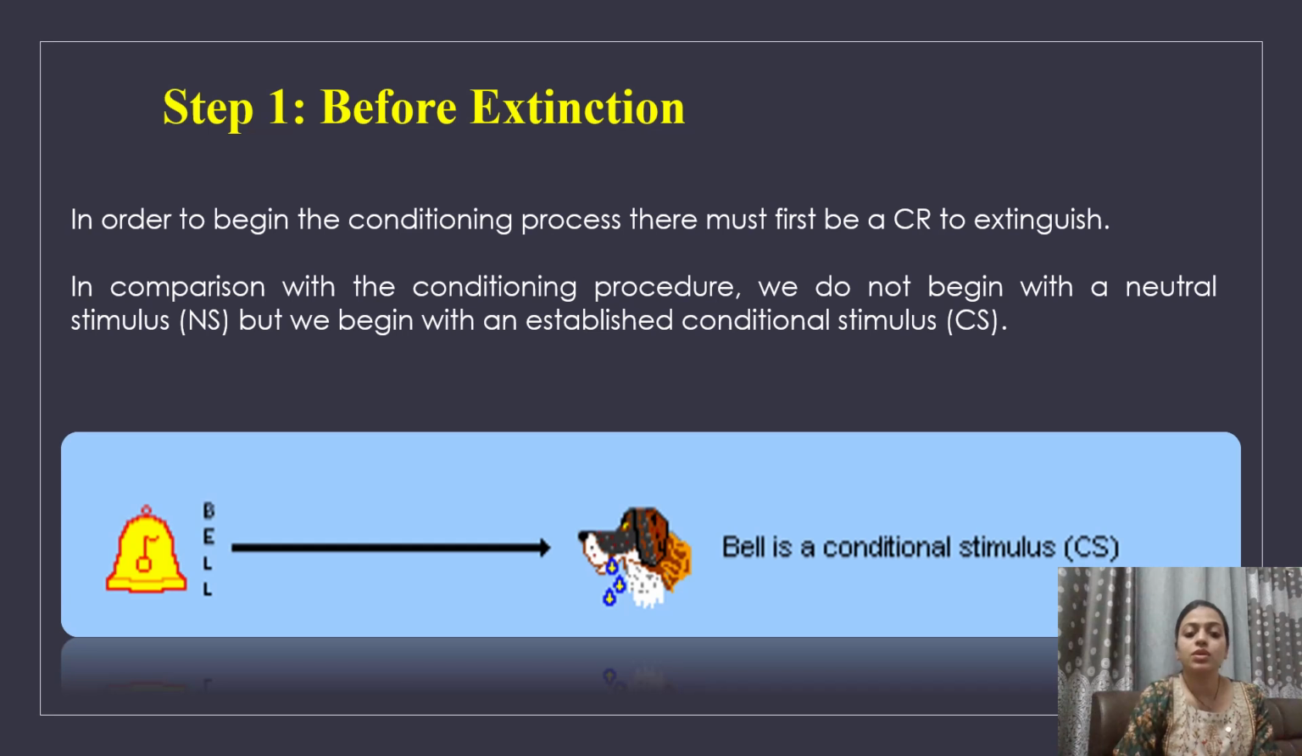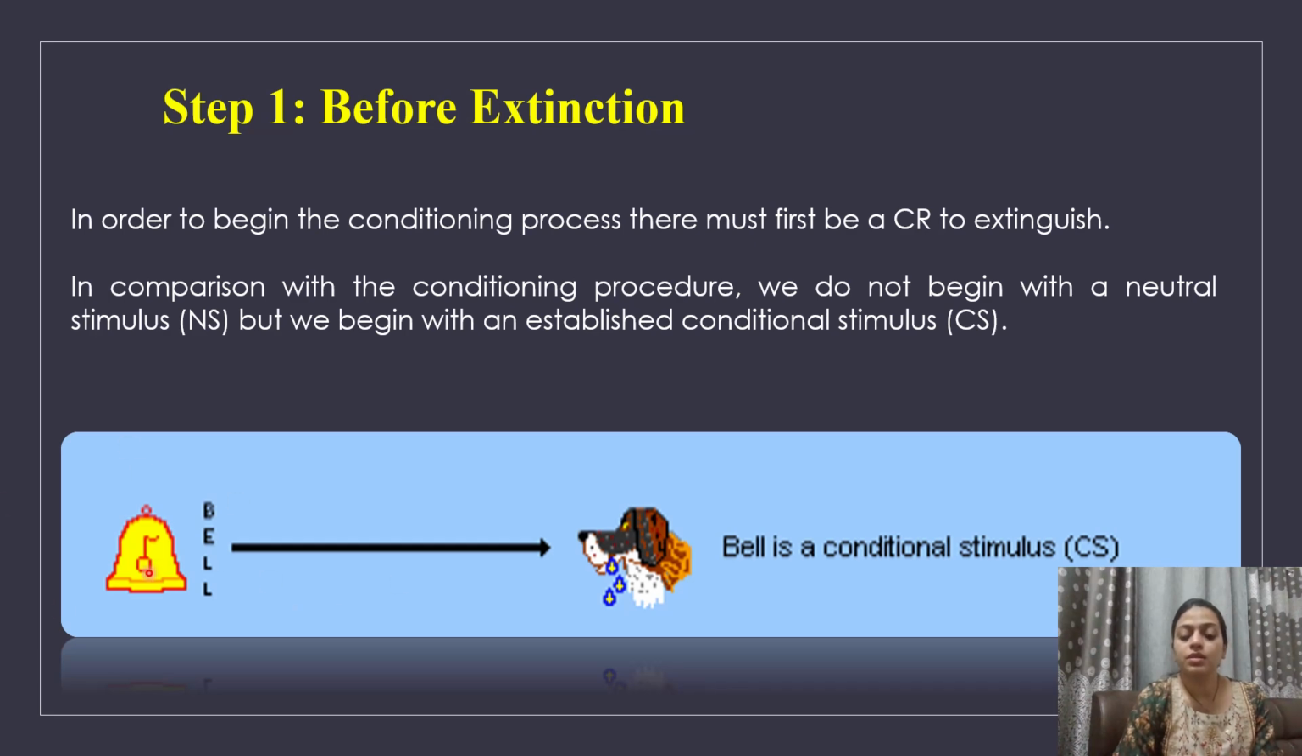So now comes the concept of extinction. Before extinction, in order to begin the conditioning process, there must be a conditional response which has to extinguish. In comparison with the conditioning process, we do not begin with a neutral stimulus. We here begin with a conditional stimulus. Already the bell is a conditional stimulus, so we begin with this.